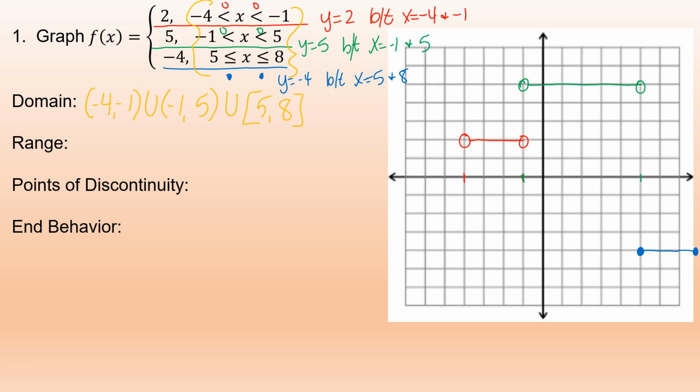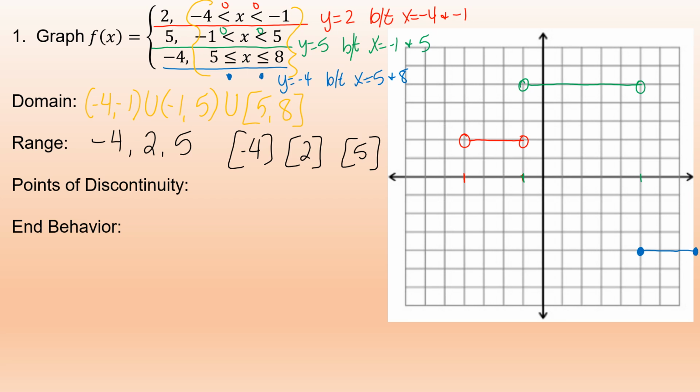Alrighty. Now I'm going to write the range a little bit differently than some people may. The only range values that I have are -4, 2, and 5. So some people just list them. Some people put them in brackets because it is only those y values. So you can kind of see that either way. And you could also use different notation as well.